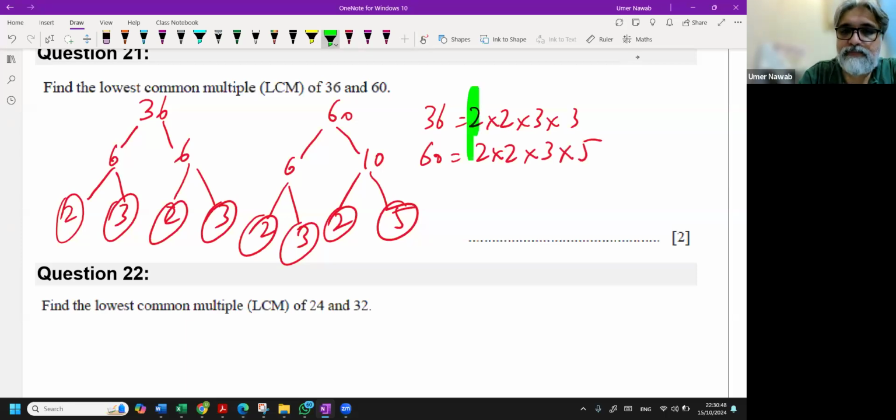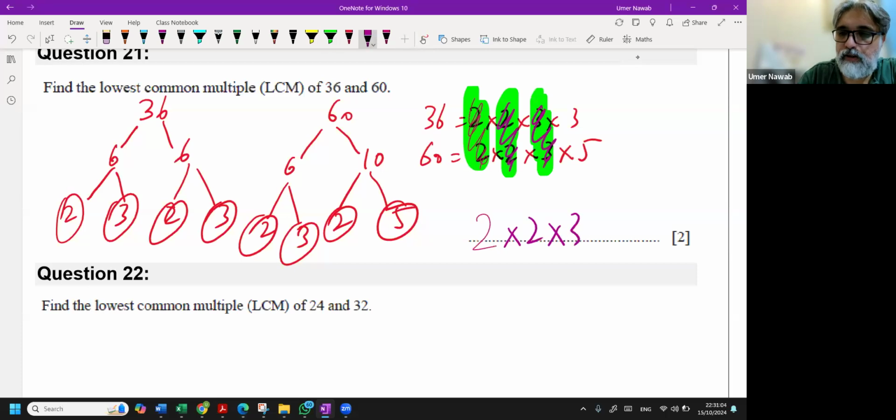Common, cross, write a single 2. Common, cross, write a single 2. Common, cross, write a single 3. Now what is left? 3 and 5. Copy them here.